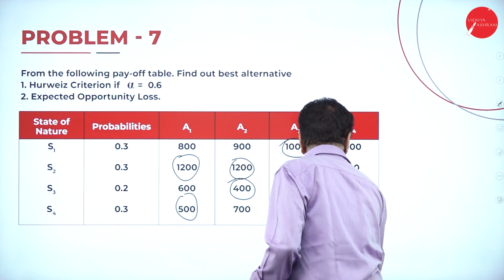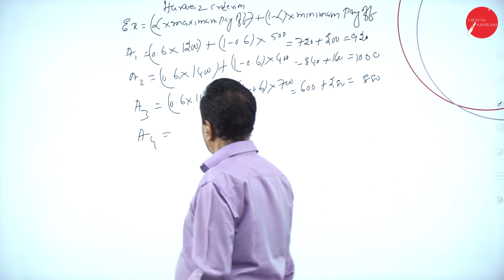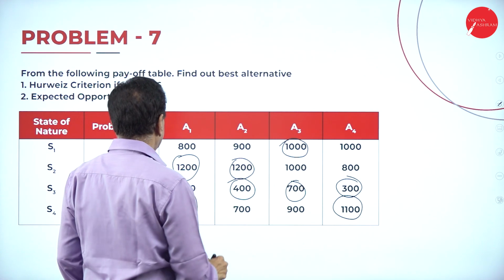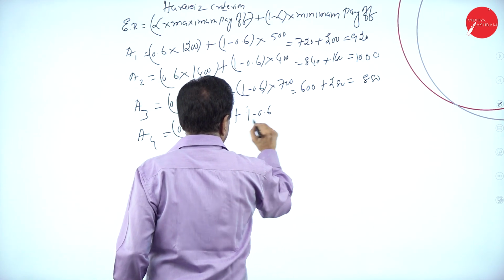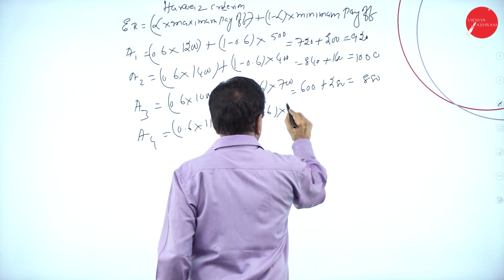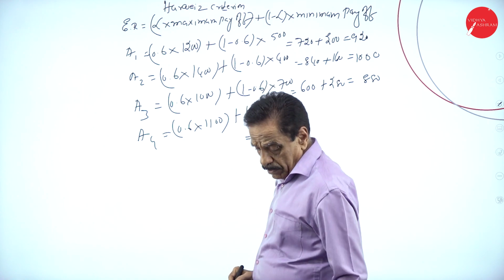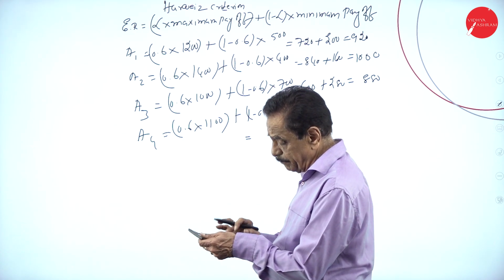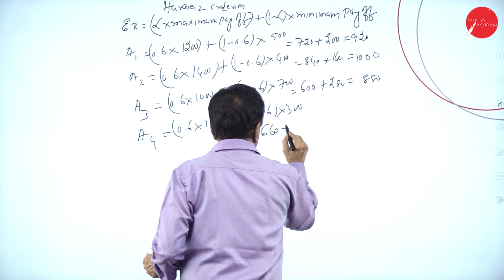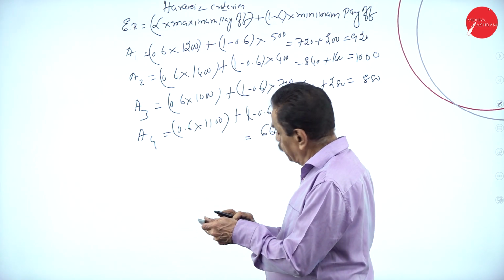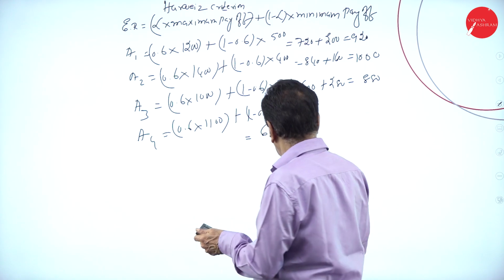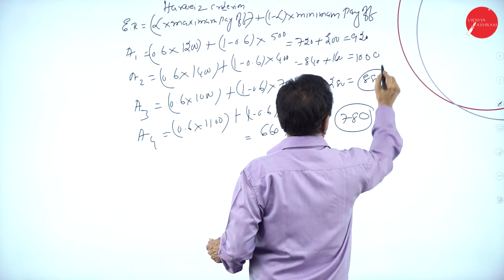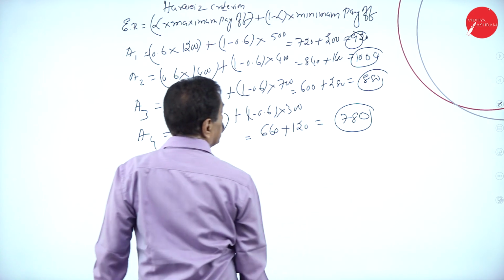Highest is 1100, minimum is 300. So 0.6 into 1100 plus (1 minus 0.6) into minimum 300. So 0.6 into 1100 is 660, plus 0.4 into 300 is 120, so 780. So among these, which is the highest one?